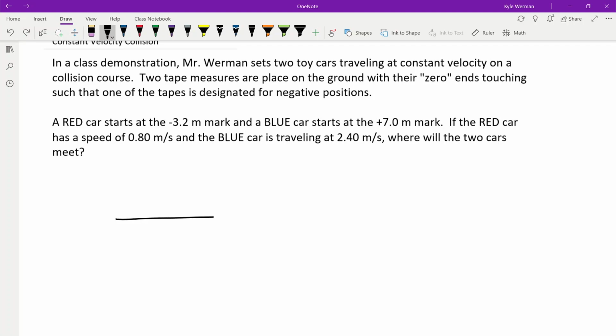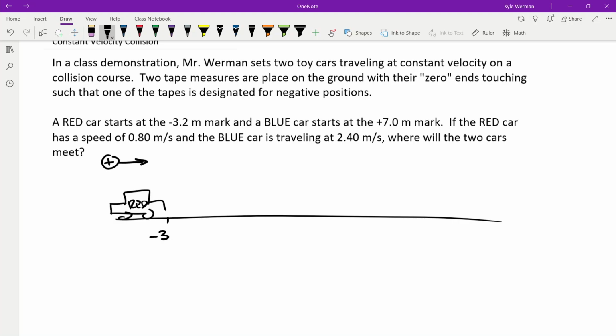We have some number line. We've got one car. Now, a general convention, let's call this our red car. And generally, we're going to say that the positive direction is to the right, which means the red car now is at a position of negative 3.2 meters. And if positive is to the right, then the blue car would have to be over here if it is located at a positive position. Right? So we're going to mark where that blue car is located at positive 7.0 meters.